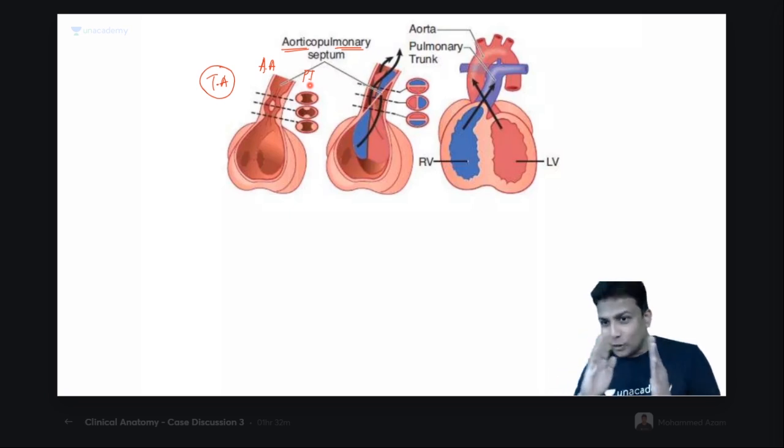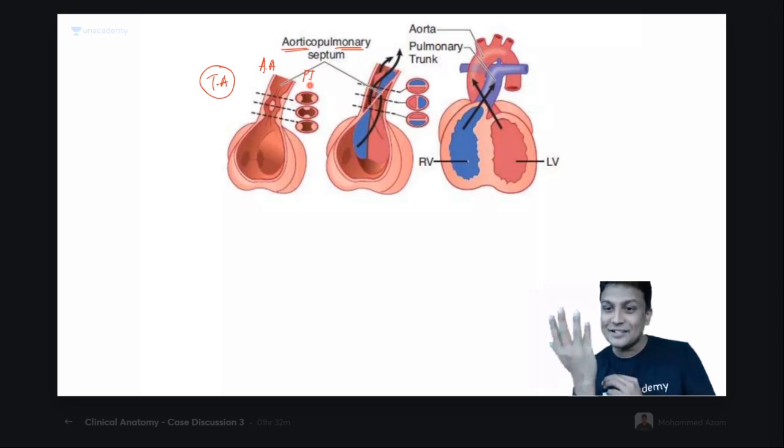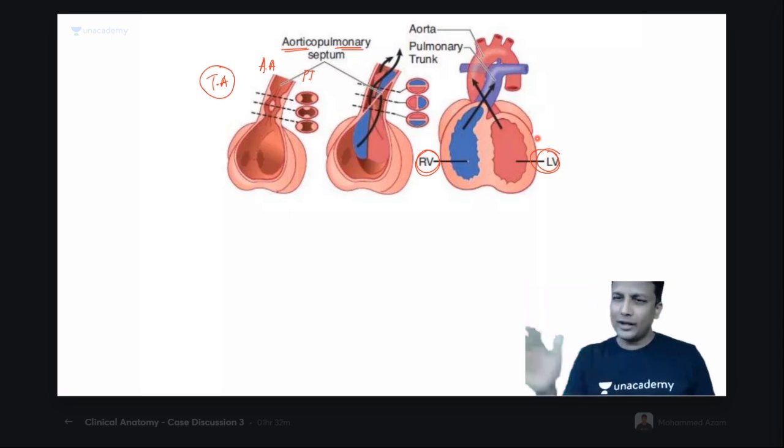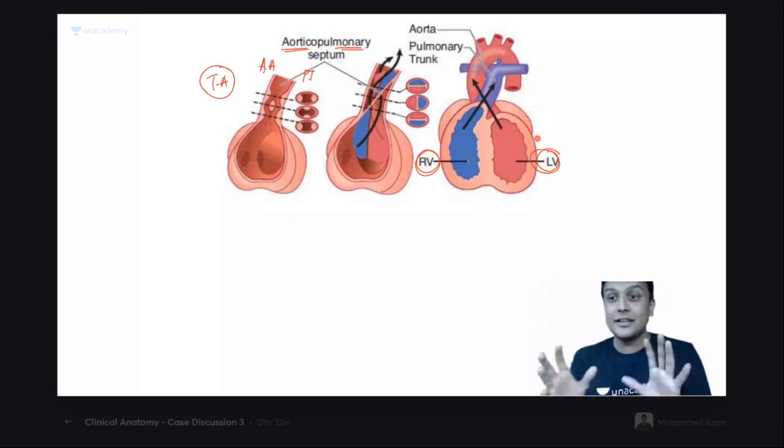Now you see the further diagram there. In the further diagram, you can see that the septum is actually taking a turn. It is taking a spiral. And because of that spiral, what is going to happen? The pulmonary trunk is going to begin from the right ventricle, and the aorta is going to begin from your left ventricle. It's happening because of that spiral. Understanding? So please try to understand the name and remember, don't simply say, sir, it is bulbar septum, conotruncal septum, just like that.